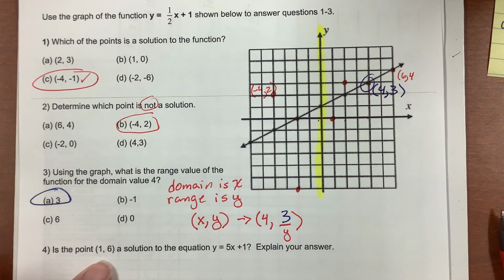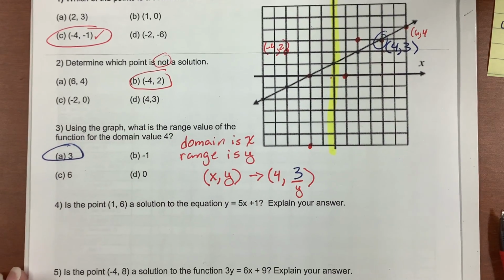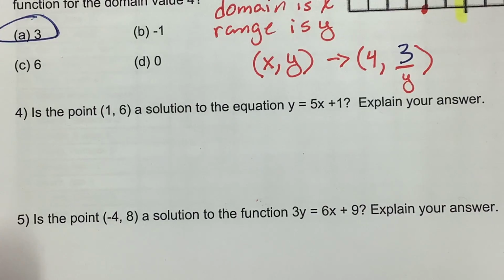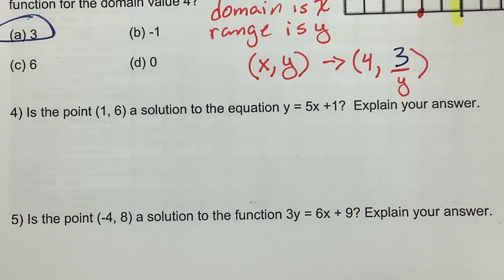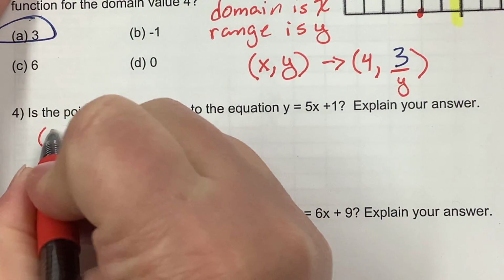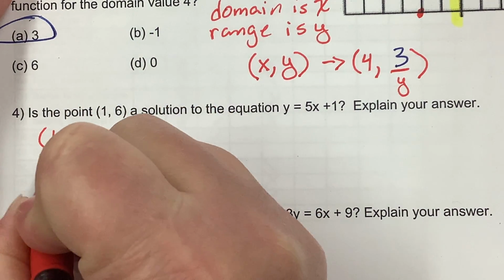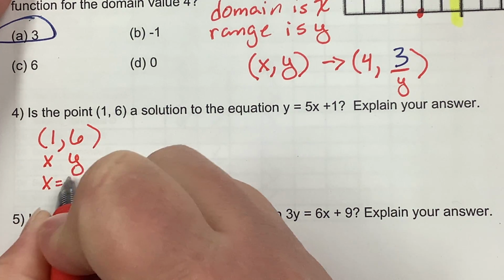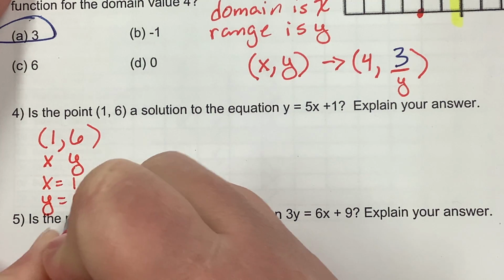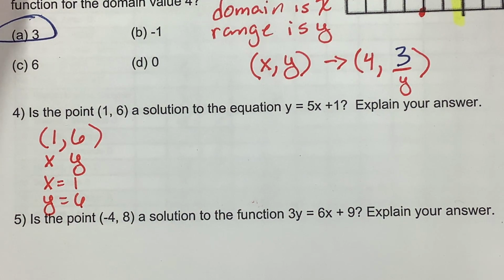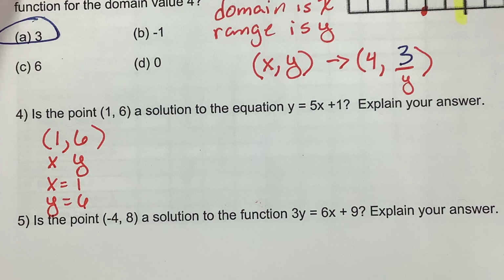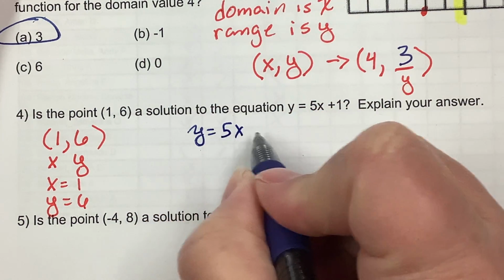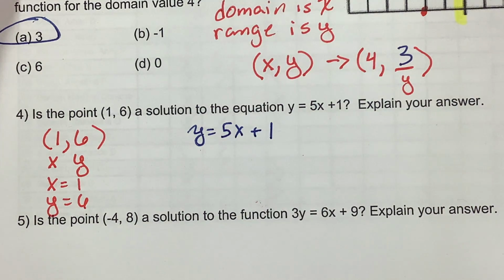Is the point 1, 6 a solution to the equation? All right, I'm going to make this a little bigger so you can see what I'm doing. And I'm going to start by writing down this. 1, 6. Remember, x is first, then y. So I'm testing x equals 1, y equals 6. And we're going to use algebra to test this. So rewrite this equation, y equals 5x plus 1, and fill in the x and the y.